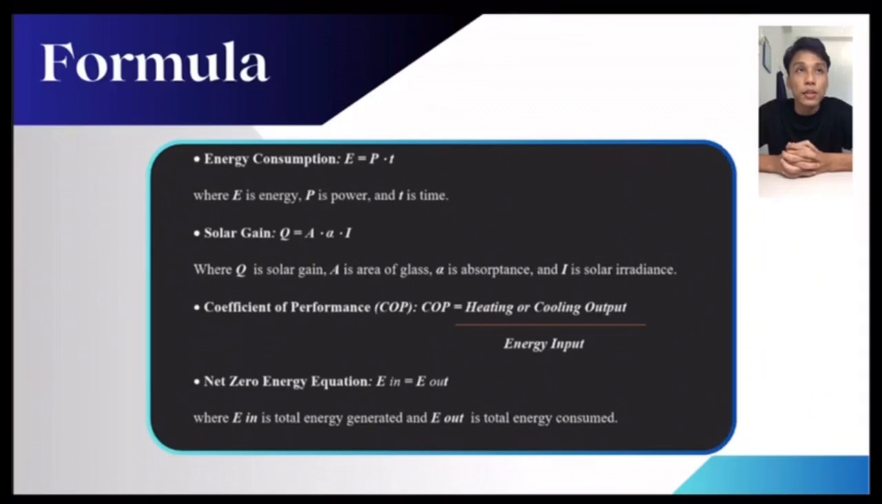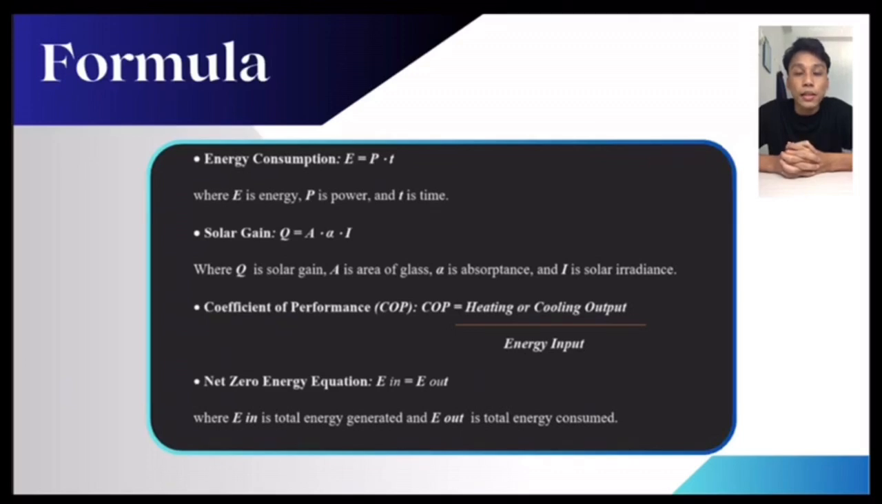So the next one is coefficient of performance, COP. The formula is COP equals heating or cooling output divided by energy input. So basically COP is a ratio that describes the efficiency of a system. So the higher the COP, the more efficient the system.